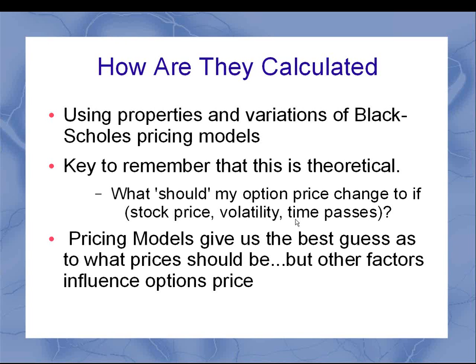So 3 factors are probably moving at once. The pricing models do give us the best guess as to what prices should be. Other factors will always influence that. In addition to changes in the other criteria, we'll also see supply and demand.